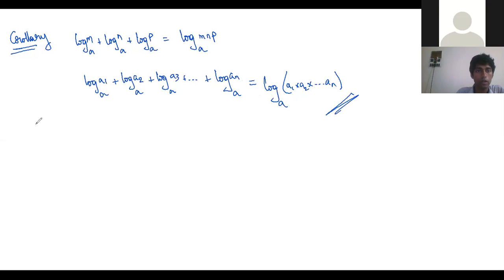Now we're going to the second property. Second property is log of m to the base a minus log of n to the base a is equal to log of m by n to the base a.